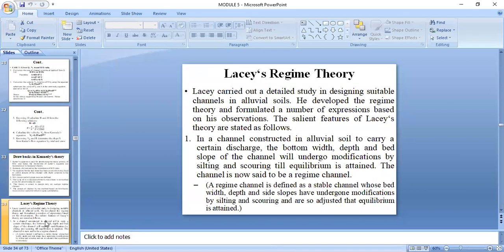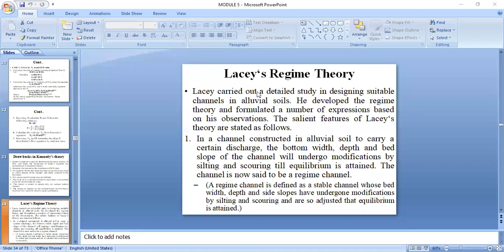Next, the next method of channel design is Lacey's channel design. Lacey's channel design is also called Lacey's regime theory.